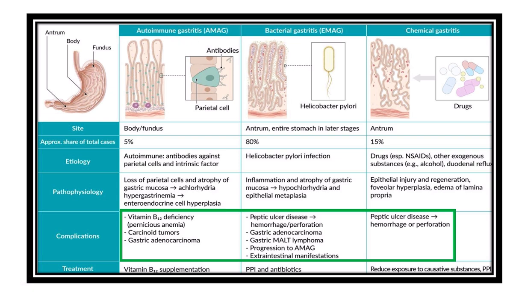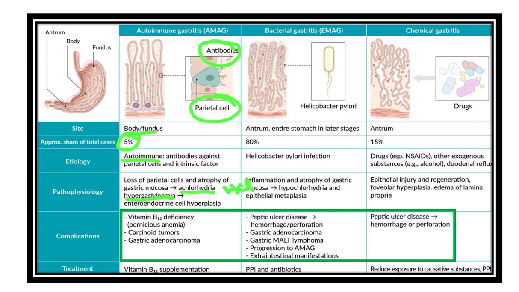So here we can see autoimmune gastritis. In autoimmune gastritis, there is antibody formation against the parietal cell. It is known as atrophic gastritis, and it usually affects the body and fundus, and approximately 5% of the cases. And what is the etiology? Etiology is autoimmune antibody formation against the parietal cell, or against the intrinsic factor of the gastric cell. And what occurs? The loss of the parietal cell and atrophy of gastric mucosa, achlorhydria, that means the absence of hydrochloric acid, and also hypergastrinemia. Finally, there is cell hyperplasia.